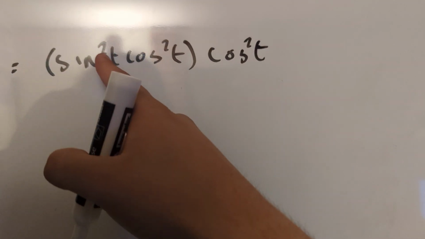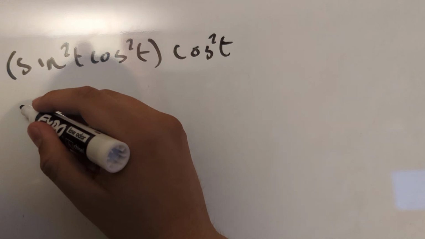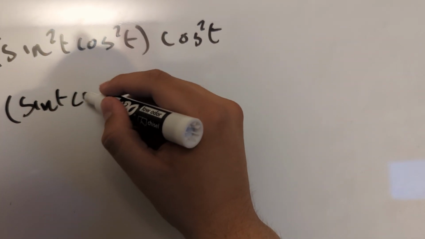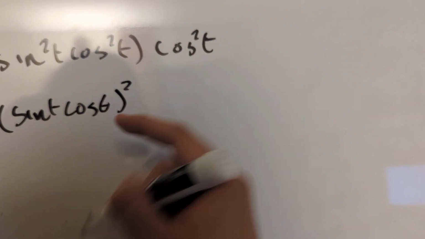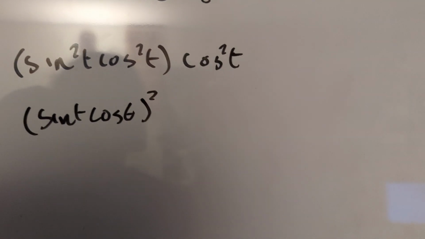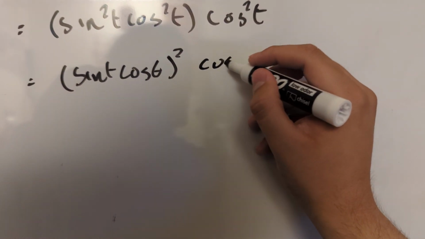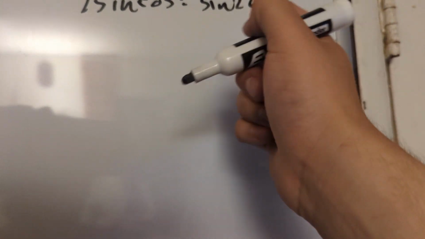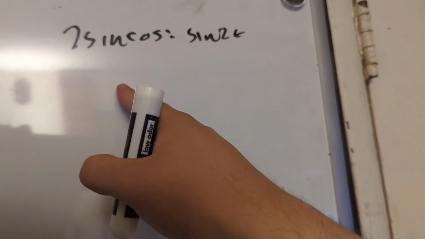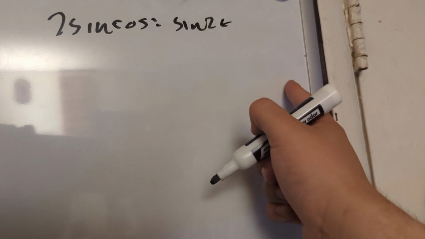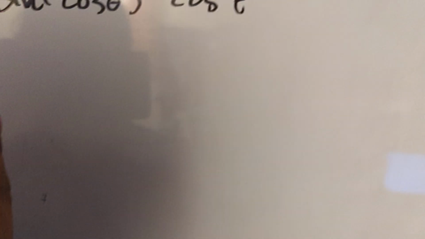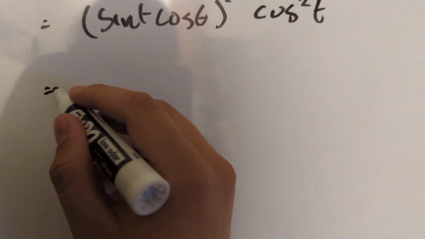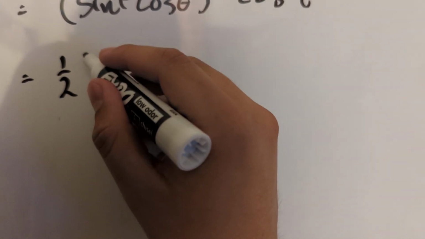From here we can rewrite it as sine t cosine t squared. This is the exact same as that, right? Now let's not forget the cosine 2t. So from here we can use the double angle identity. If we simply divide by 2 from both sides, the 2 cancels and it gives you sine cosine is equal to sine 2t over 2, which we can replace over here. I'm not going to write it over 2, I'm going to write it as 1/2.